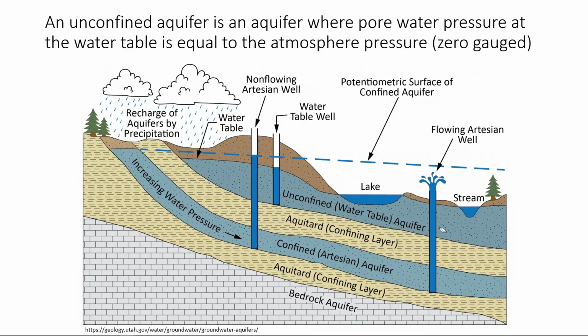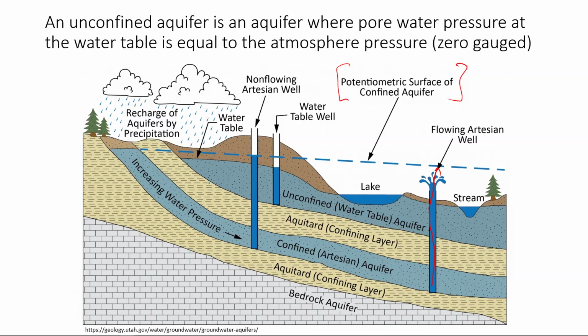Let me change the color maybe. What will happen is that if I make a hole here, the water will just gush out here, until it reaches here. So this one has a water table, and this one does not have a water table. This one has what we call a potentiometric surface.